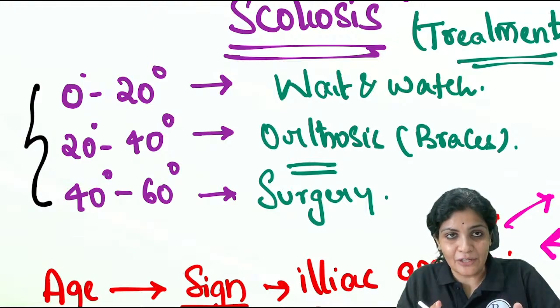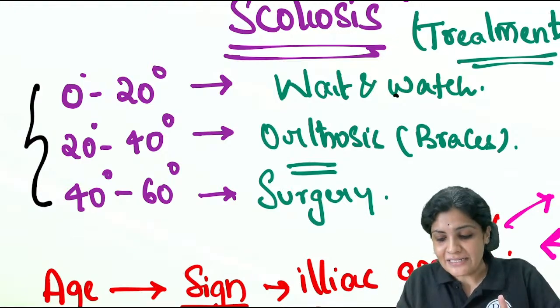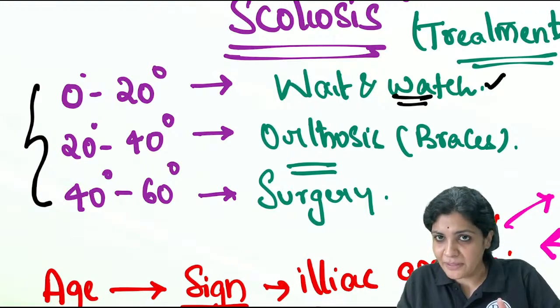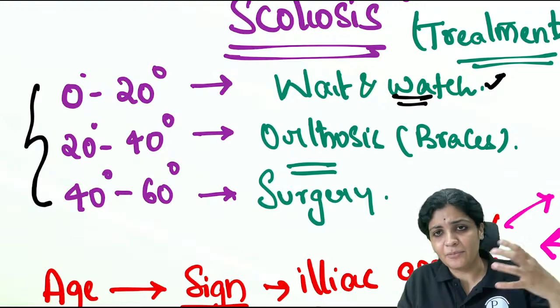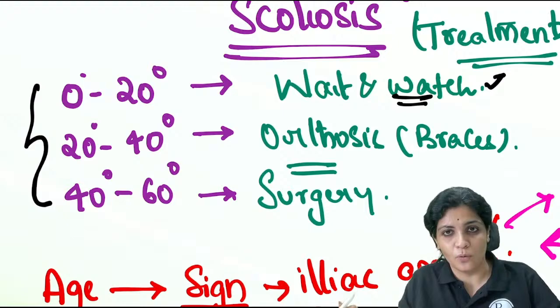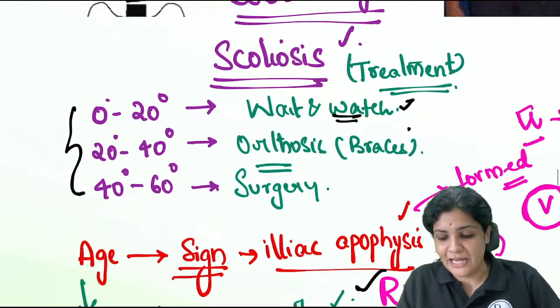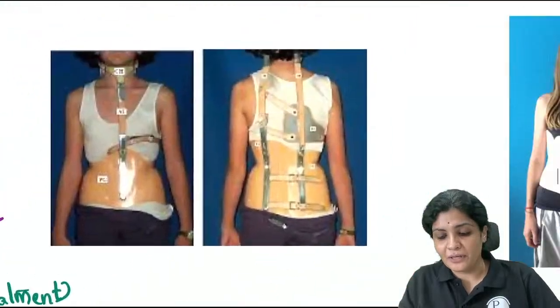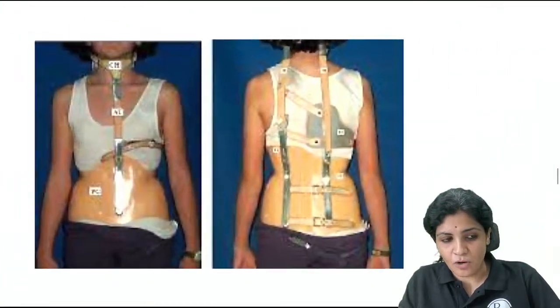Whenever they ask you something related to angles, you have to be very clear that if it is 20 degrees, you can wait, and you can explain to the patient that the body is able to take this angle, so you just wait and watch. If it is increasing, then you can go for braces. If it is 20 to 40 degrees, you are going to use orthosis, I have told you. So what are the two important braces used in case of scoliosis? What is this, Archana? What brace is this?